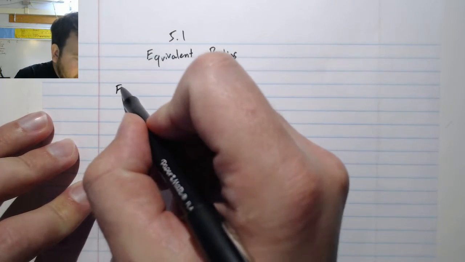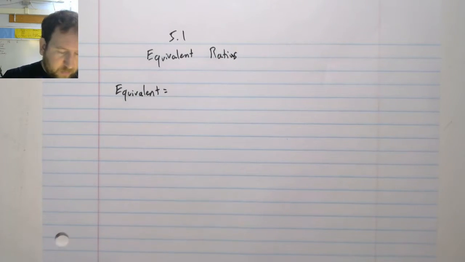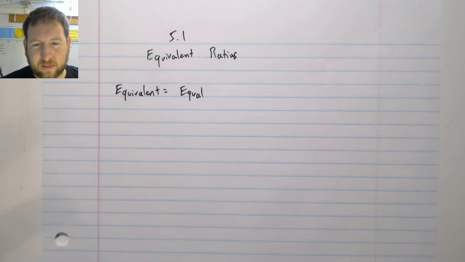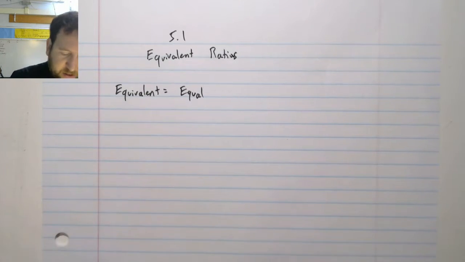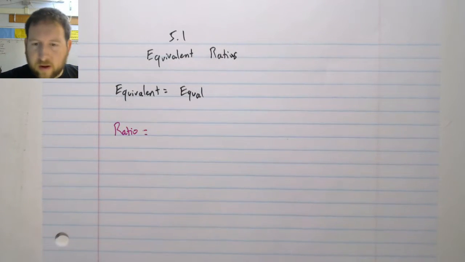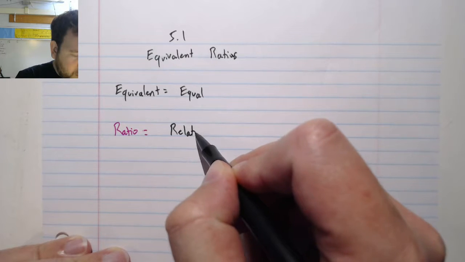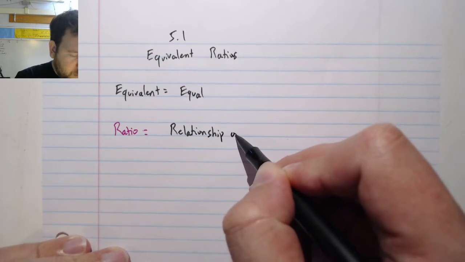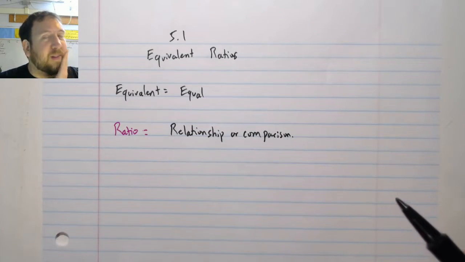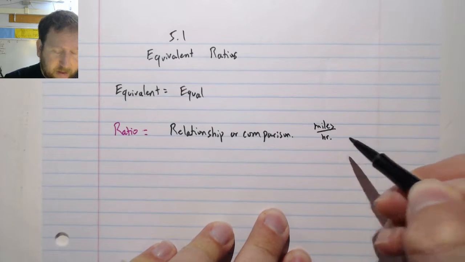So, equivalent, remember, does mean equal. And we usually use it when referring to quantities or something like that. And when we write our ratio, we would say a ratio is a relationship or comparison. It's a way that we can say a rate. Often, if we're driving down the road, we would say miles per hour, that we could say is a ratio.